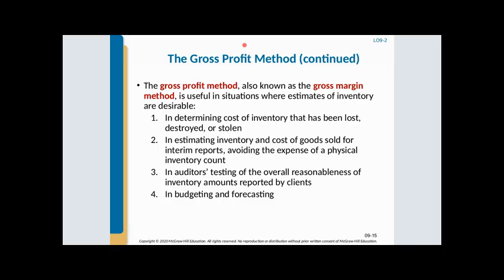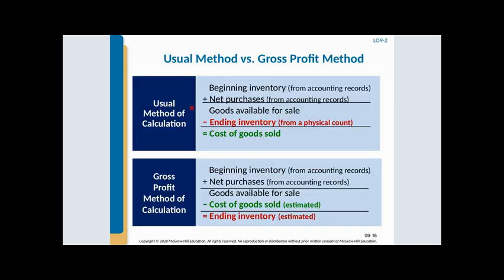It could be because perhaps we're issuing quarterly estimates, so we don't want to go and have a physical count. We're just going to estimate the ending inventory just to issue our quarterly estimates or budgeting or forecasting reports. Whatever the situation is, we have different methods.